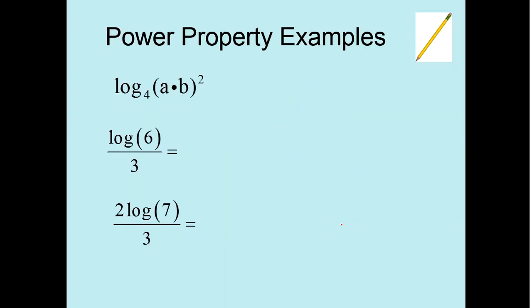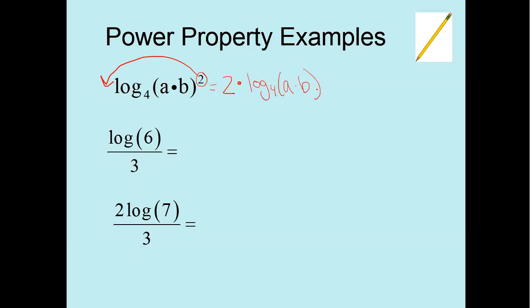Let's talk about the power property now. So I have log base 4 of a times b squared. So guys, what the power property does is it tells you I can take this power right here, and just like when it was outside, we multiplied by it. So I'm going to take that little 2 and drop it out in front. So it's going to be 2 times log base 4 of a times b.